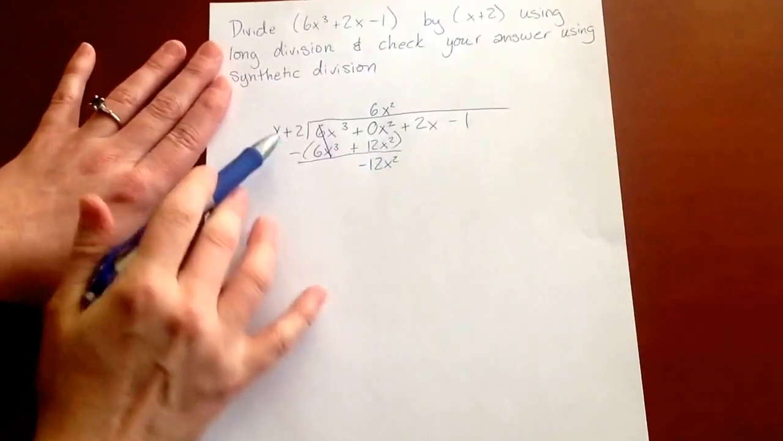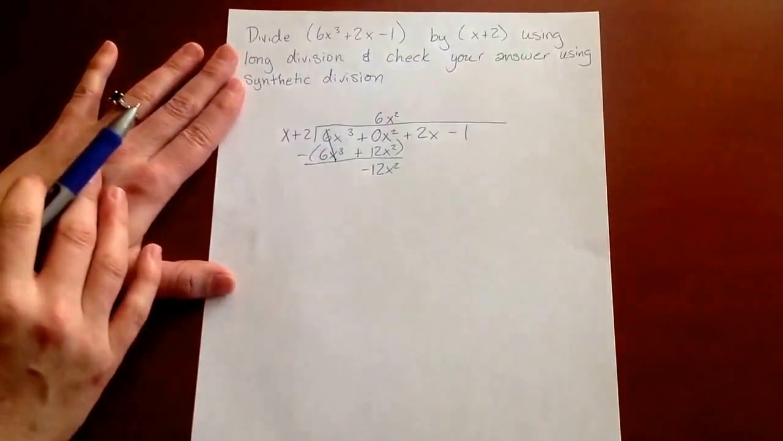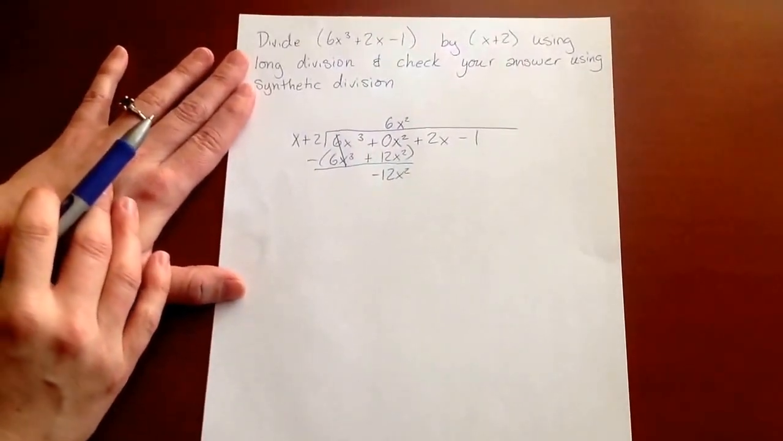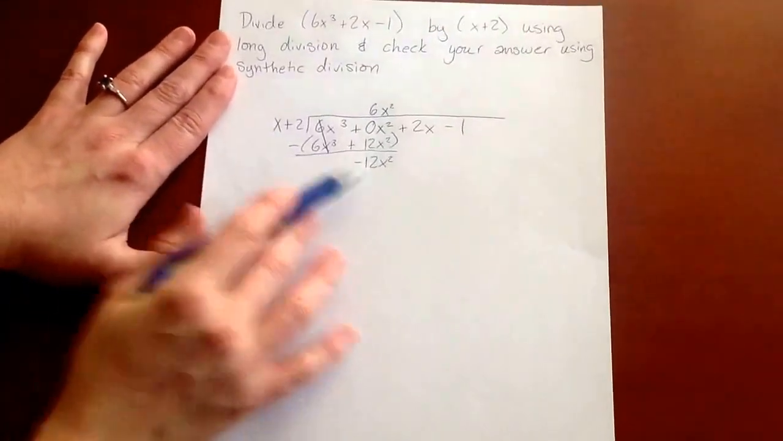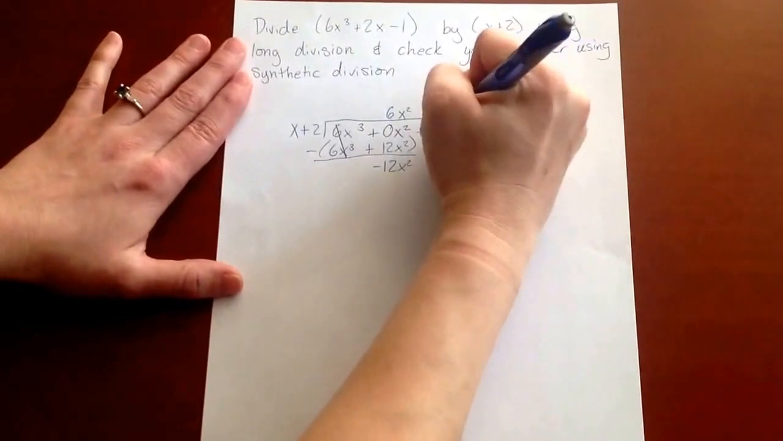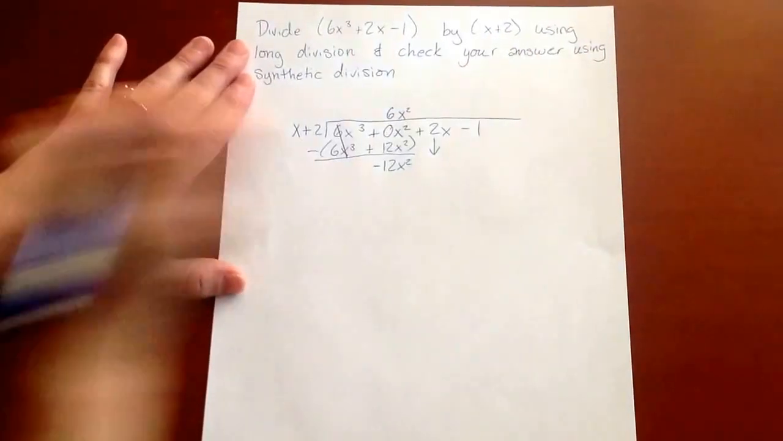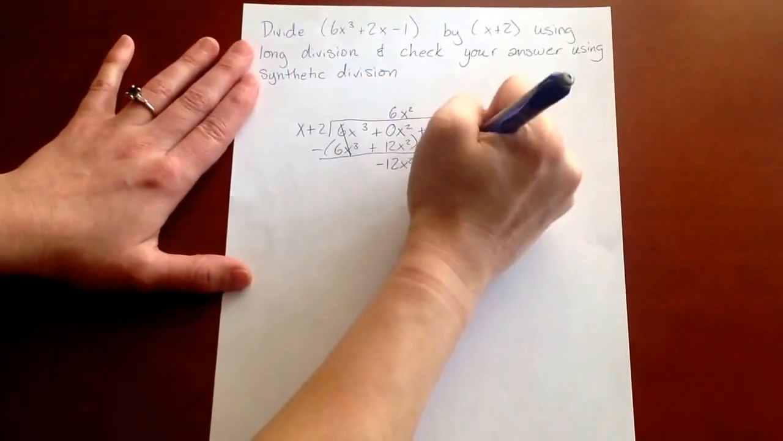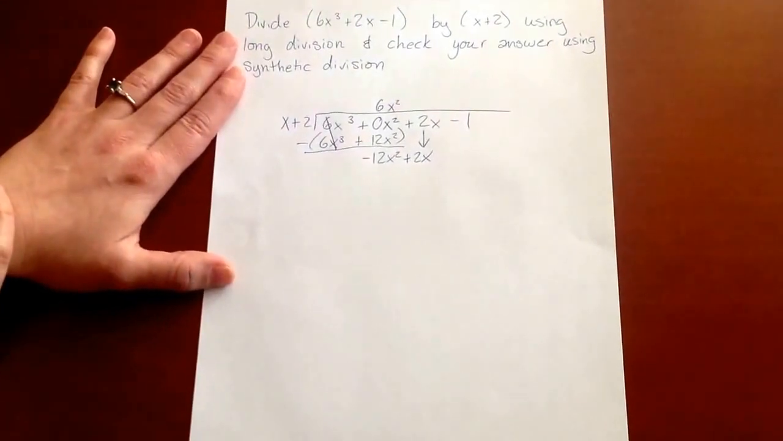So we can't divide a binomial into a monomial, or a one-termed expression. We have to divide it into a binomial. So that means for this one we have to bring down the next term, which is our positive 2x. That's going to come down, plus 2x. And now we have a binomial.